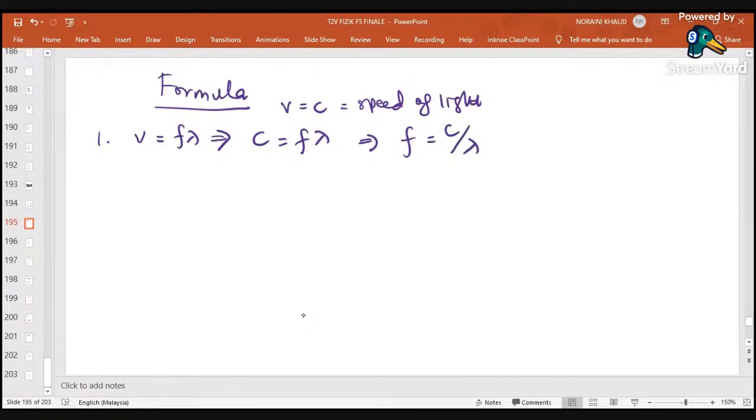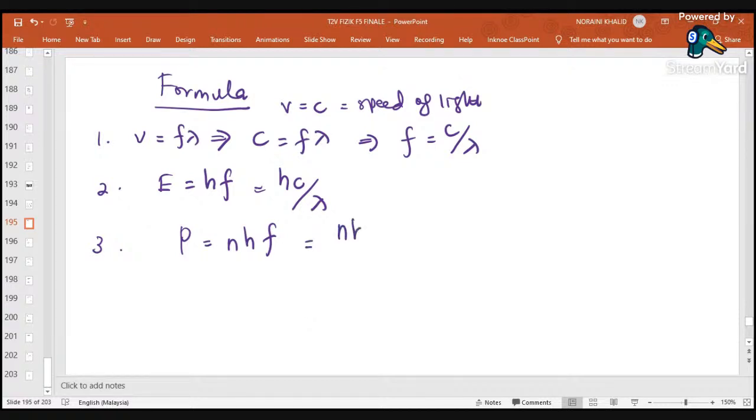From the photon energy, E equals hf. You can substitute f into this formula, you will get E equals hc over lambda. And then from the formula of power, P equals nhf, thus you get the formula P equals nhc over lambda. Okay.